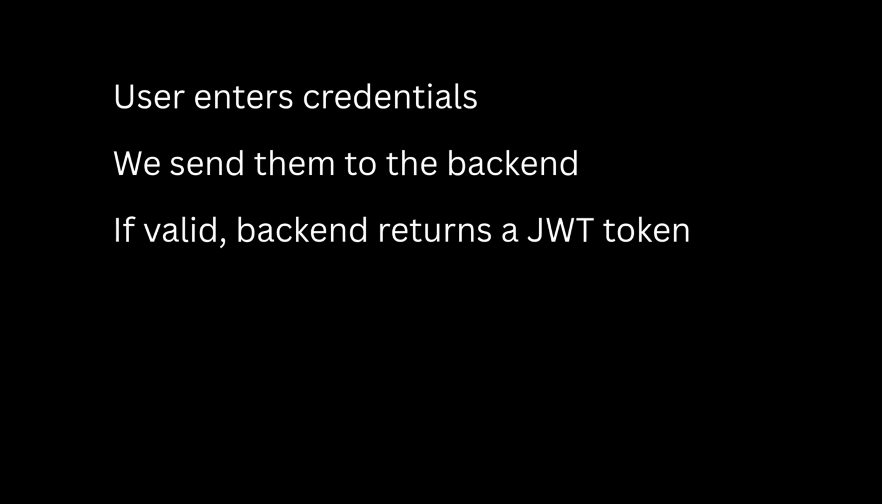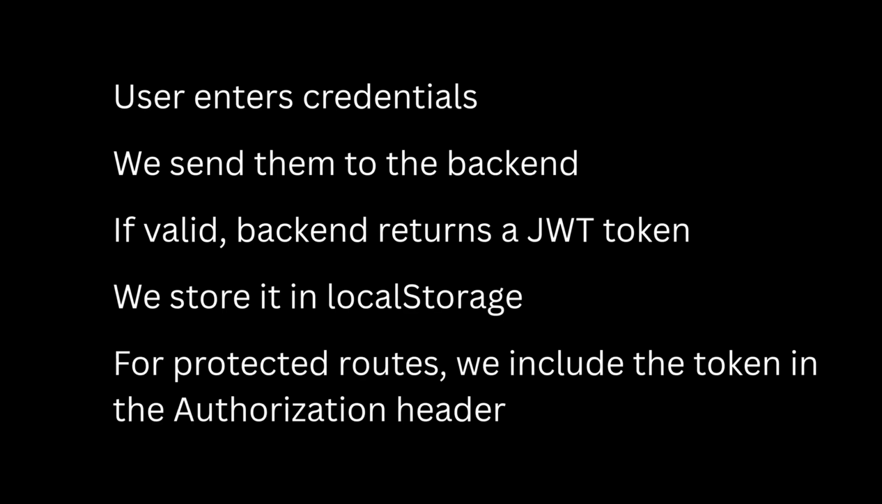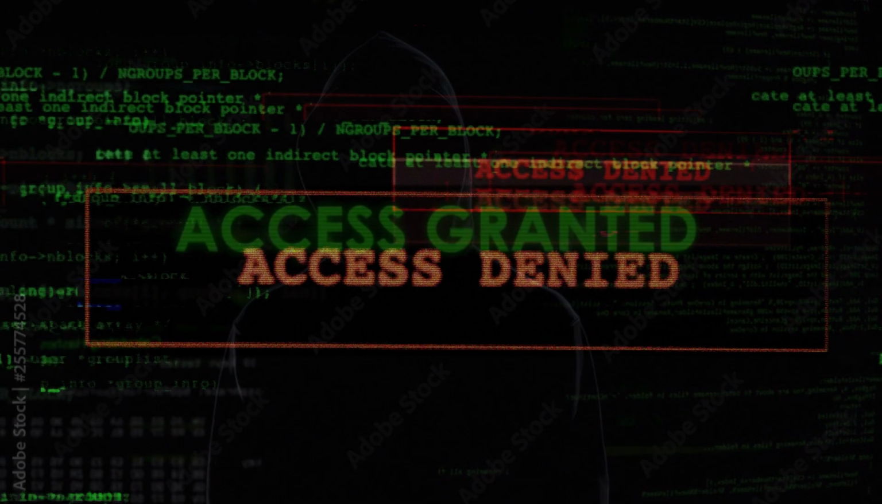One, the user enters credentials. Two, we send them to the backend. Three, if valid, the backend returns a JWT token. Four, we store it in local storage. For protected routes, we include the token in the authorization header. If the token is valid, you get access. If not, you get blocked.